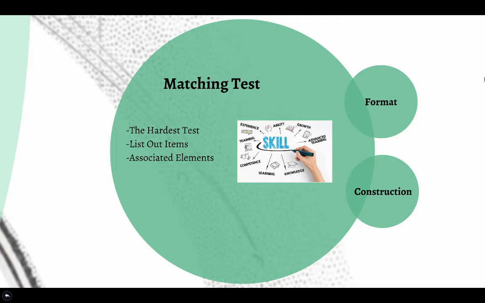Matching test items are generally the hardest to construct. Matching test items are defined as two lists of connected words, phrases, pictures, or symbols. Every item in one list is paired with at least one item in the other list. This type of testing is often best done as a group with the items listed on the whiteboard.